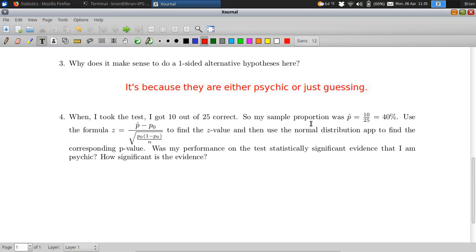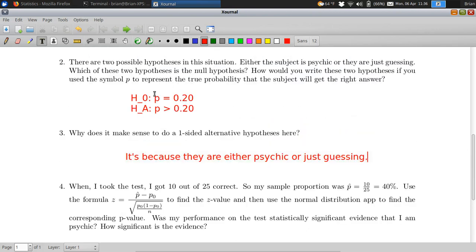Okay, so here's what my p hat was. Remember, the sample proportion is the proportion you get from a sample. We use a symbol p hat to distinguish it from the p without a hat, which is the population proportion. So we put the little hat on top of it to say this came from sample data. And I was right 10 times, 10 successes out of 25 total, so that's 40% success rate. And that's pretty good. That's way better than the null hypothesis. So it looks like maybe there's something going on here.